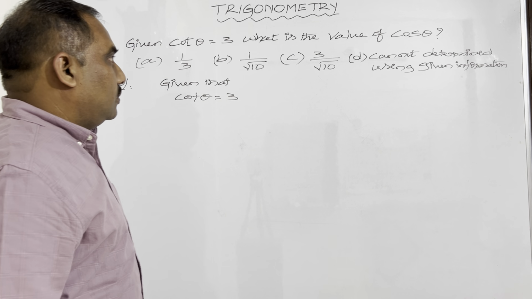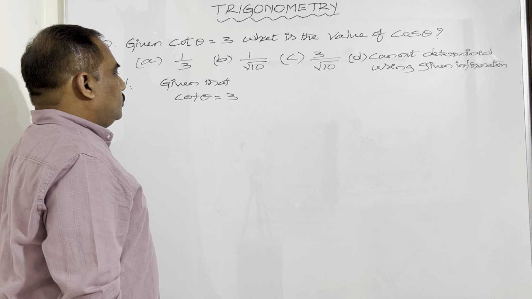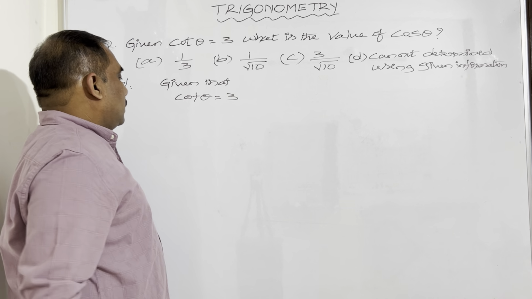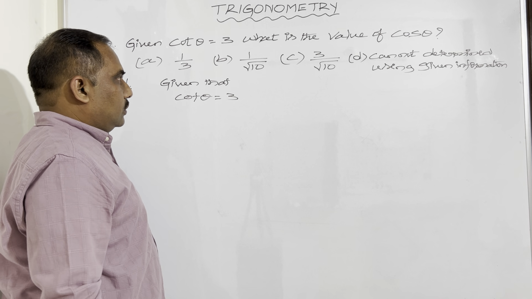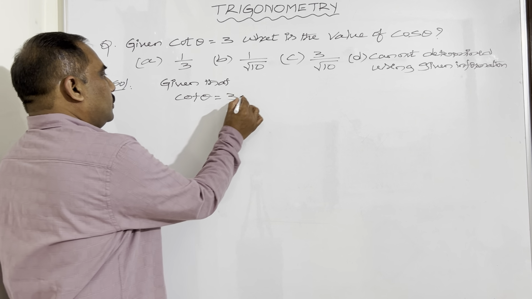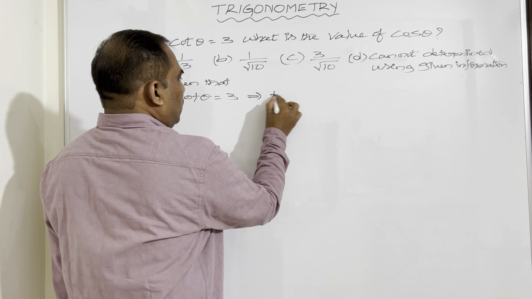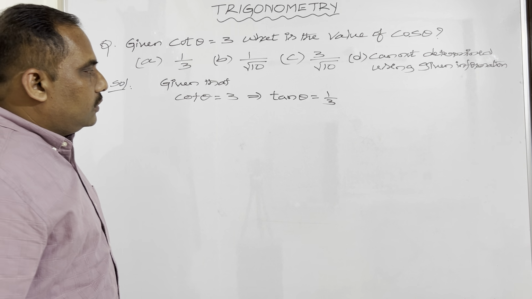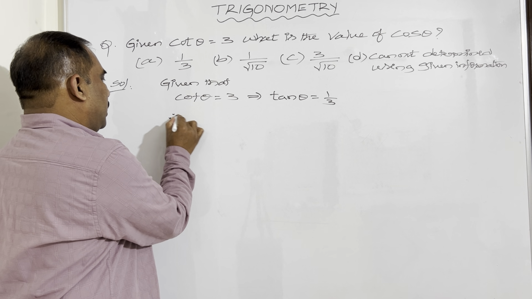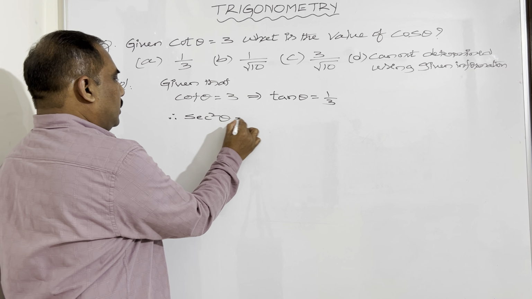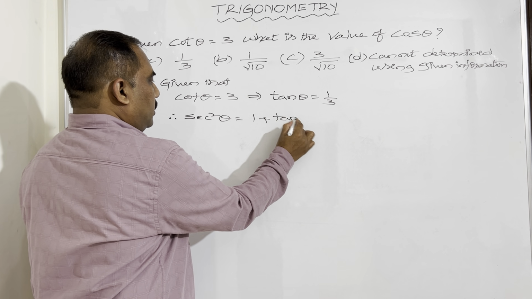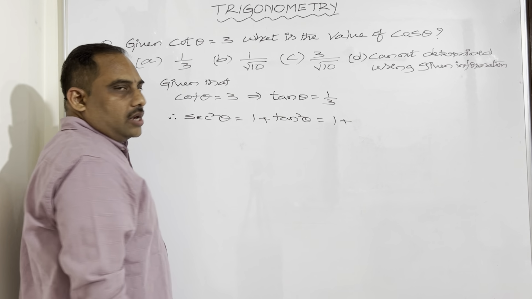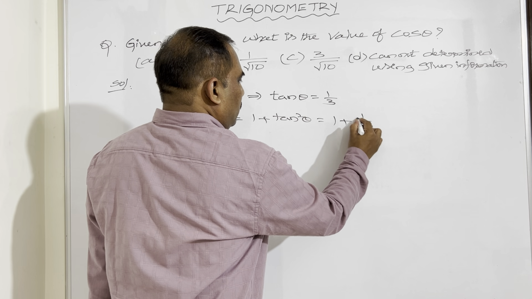Different methods are there to find it. You can use the right angle triangle, where cot theta is adjacent by opposite. Otherwise, when you know cot theta, we can write tan theta is equal to 1 by 3. Then we have the identity secant square theta is equal to 1 plus tan square theta, which is 1 plus 1 by 3 whole square.